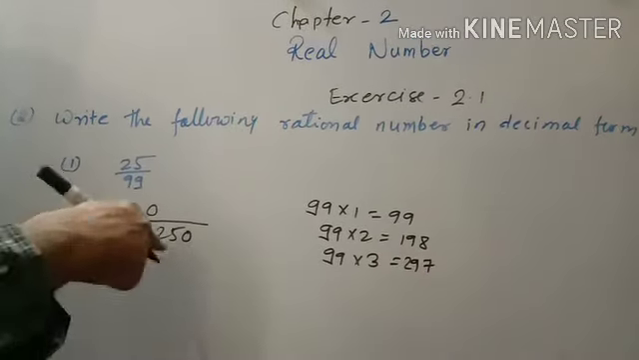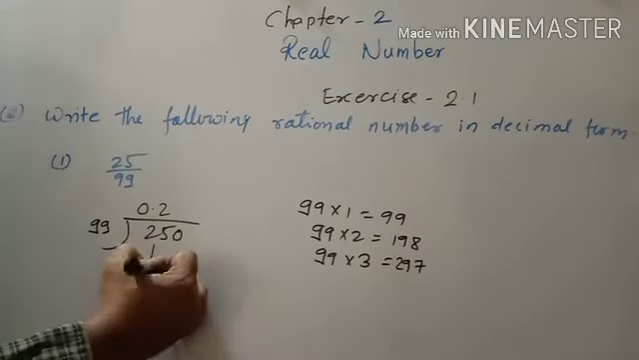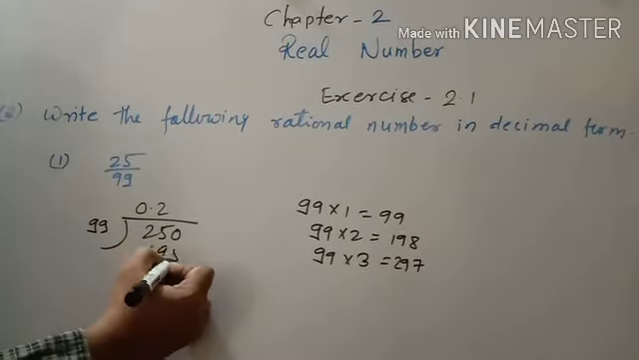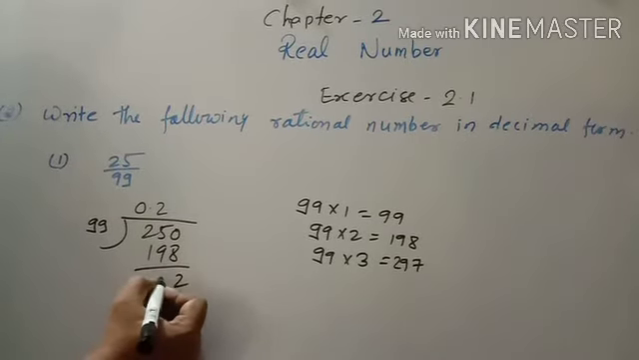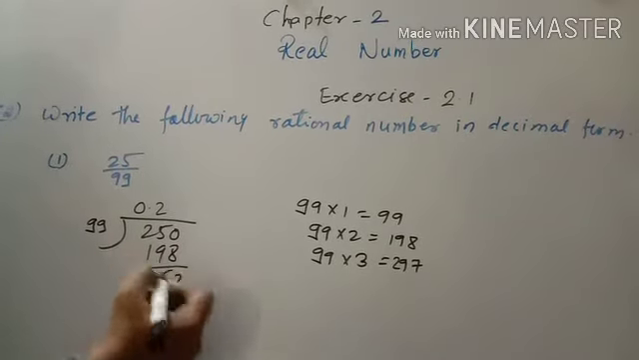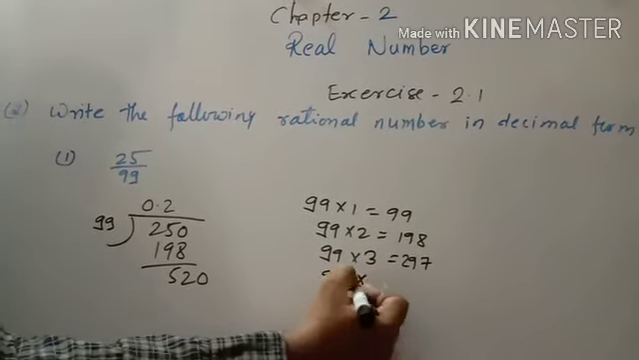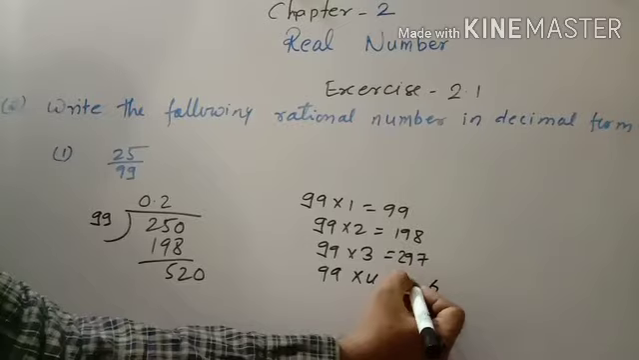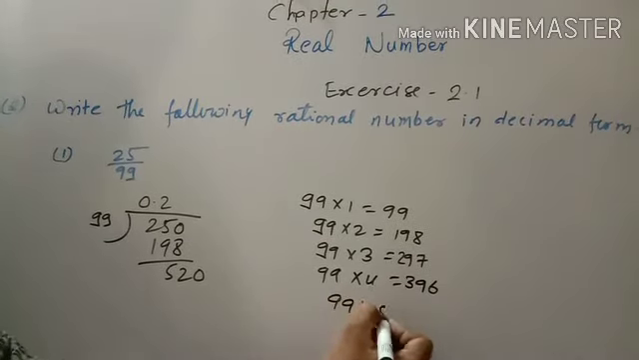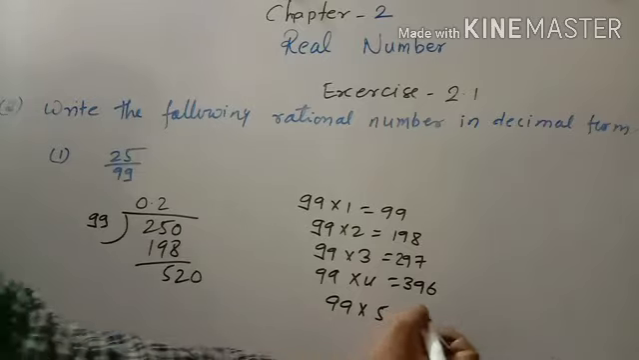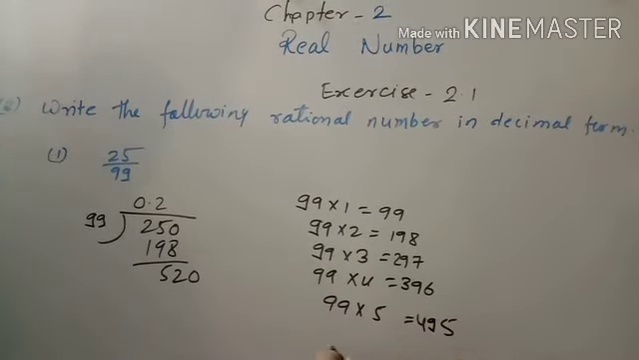So 297 is more than 250. We will take 2. This is 198. 10 minus 8, 2. 14 minus 9, 5. And this again we put 0, 520. Now 99 into 4. 4 nines are 36, 396. 99 into 5, that is 5 nines are 45, this is 495.